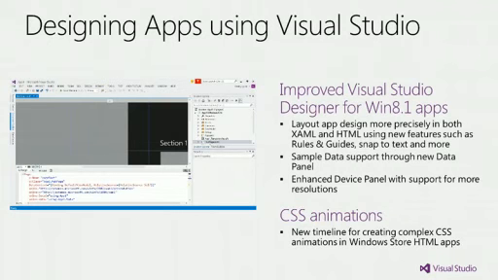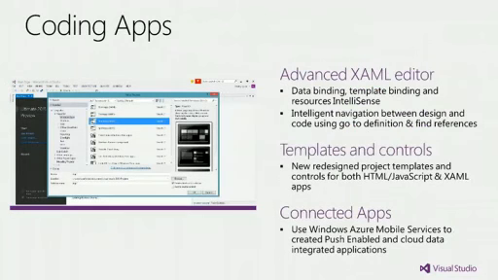And with regards to HTML and CSS, we've got a new timeline for animations within Windows Store HTML apps. With regards to further into some of these editors, we've gone into the XAML editor and made some great IntelliSense improvements. So if you're doing IntelliSense data binding or something like using resources, you'll see that now within your XAML you can actually get IntelliSense that you previously couldn't.